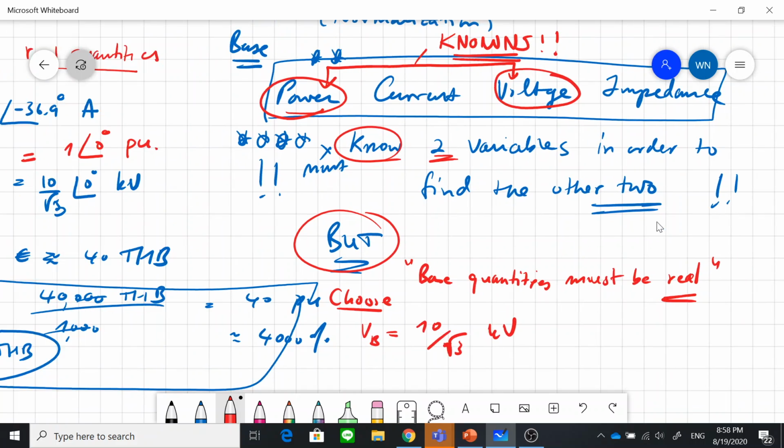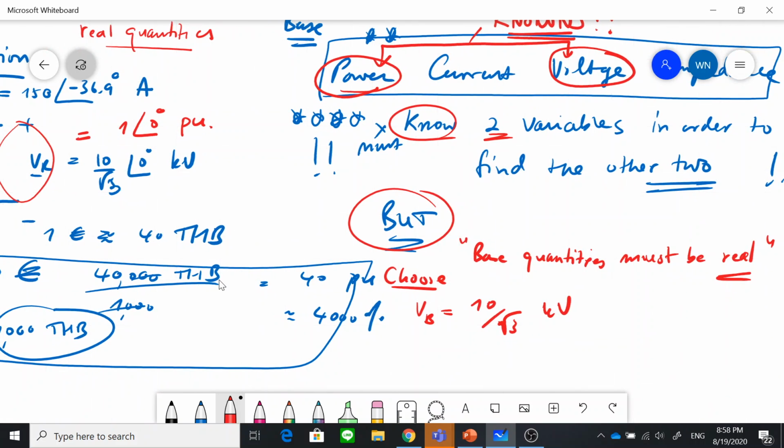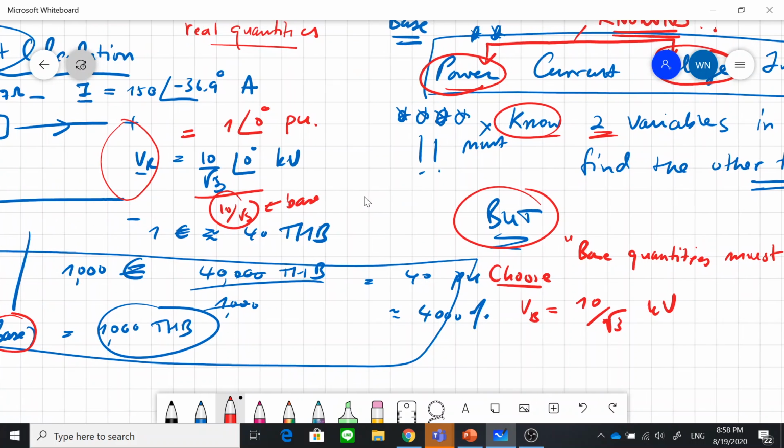Now you see you have the V base, so now you could convert this 10 divided by root 3 kV into 1 per unit, 1 at angle 0, right? Because this is this guy divided by 10 divided by root 3, this is the base, that you change this to per unit, all right?